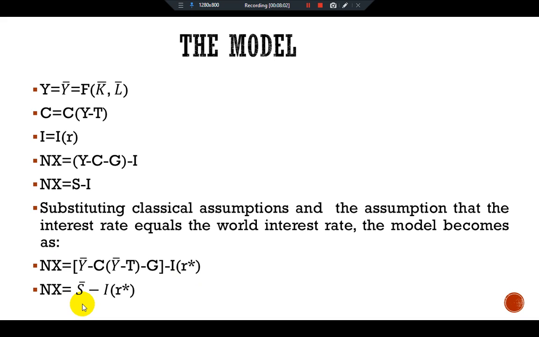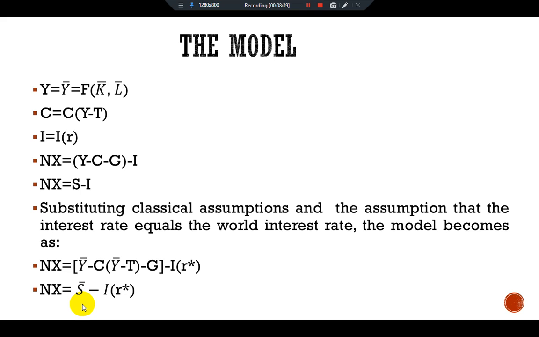This equation shows that the trade balance, net exports, depends on those variables that determine saving and investment. Saving depends on fiscal policy: lower government purchases G or higher taxes T raise national saving. And investment depends on the world interest rate r*. A higher interest rate makes some investment projects unprofitable, and the trade balance depends on these variables as well.